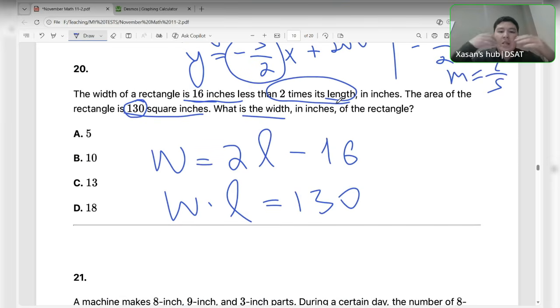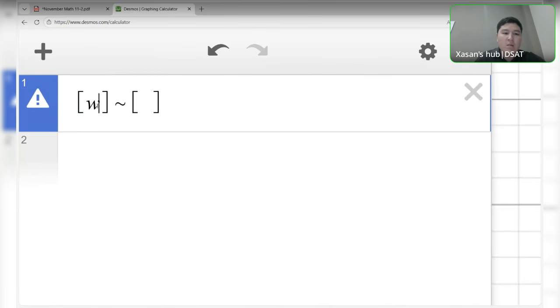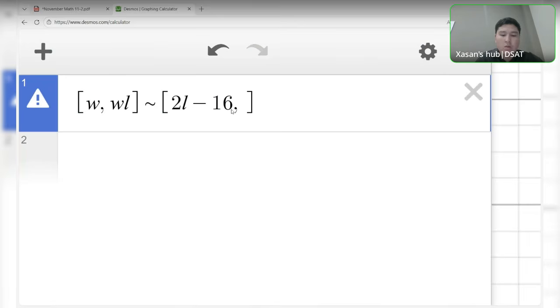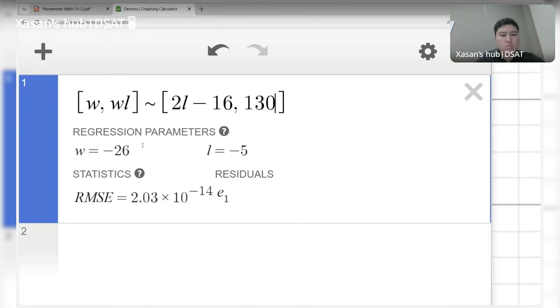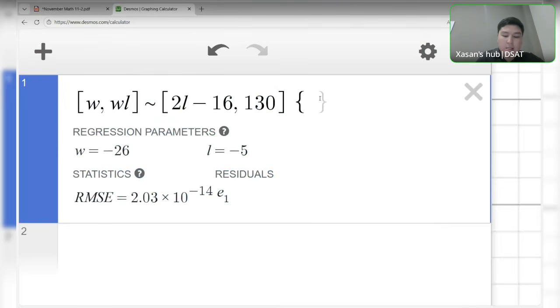After creating the equation, you can solve by Desmos. So you can use the square brackets. So we have width, which equals 2L minus 16. And area, so width times length, equals 130.